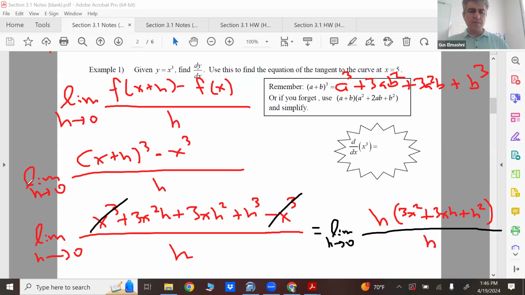What happens to the h's? And now I could plug in 0 for h. So you just get 3x squared.